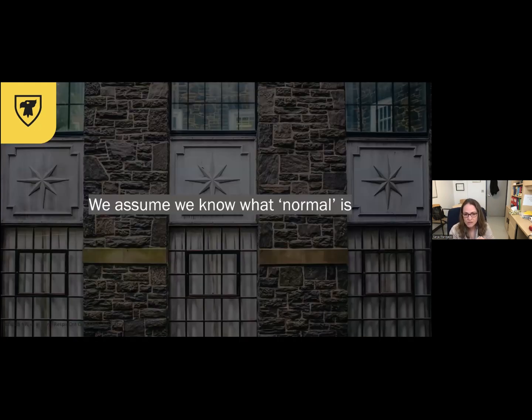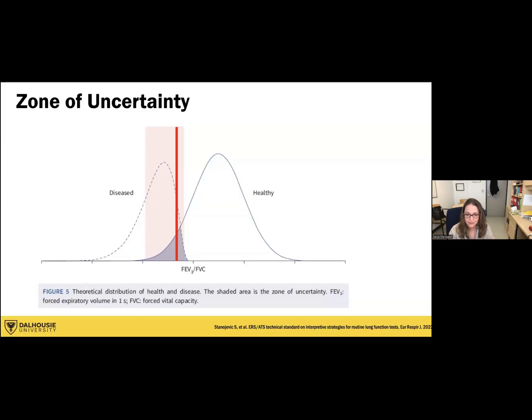So the first thing that we questioned is that we assume in a lot of what we do that we know what normal is. When we apply these reference equations, when a clinician gets a PFT report or a patient gets a PFT report, we assume that that comparison is to an absolute health or a clear definition of health. And what we do in pulmonary function is far from that truth.